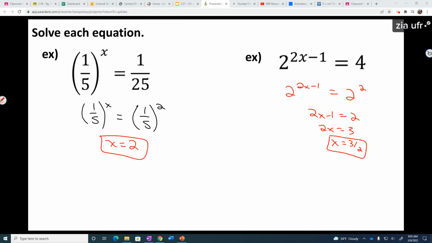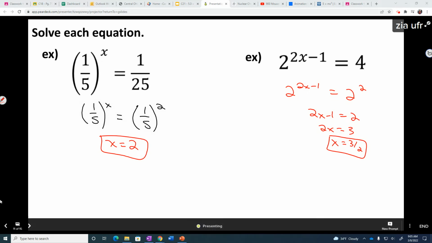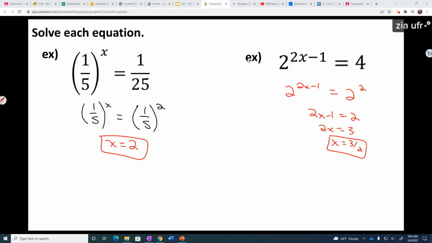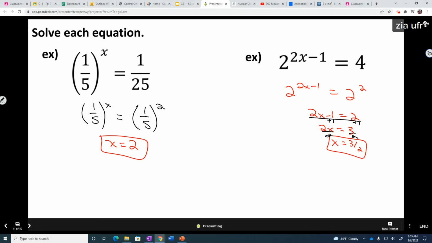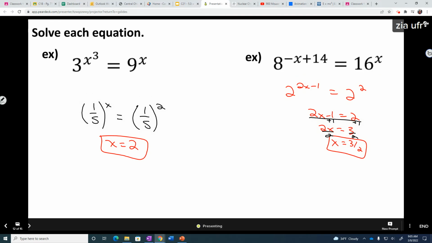Did we get that? You could also plug it in to check. If you plug 3/2 in here, there'd be 2 times 3/2, which would be 3. 3 minus 1 is 2. What's that? You just add the 1 over to the 2. Yeah, it's just solving this equation. Add 1, then divide by 2. All right, let's continue to get a little bit harder.